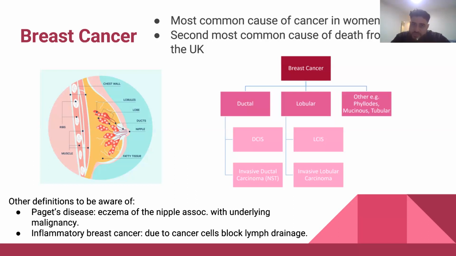But starting with breast cancer, it's the most common cause of cancer in women. And it's also the second most common cause of death from cancer in the UK. And in terms of how you'll divide breast cancer up, you'll divide basically breast cancer into either ductal or lobular. And then further dividing it, each side will either have an in situ version or an invasive version. So it'll be a ductal carcinoma in situ, which is DCIS, or an invasive ductal carcinoma. And lobular as well, there'll be a lobular carcinoma in situ or an invasive lobular carcinoma.